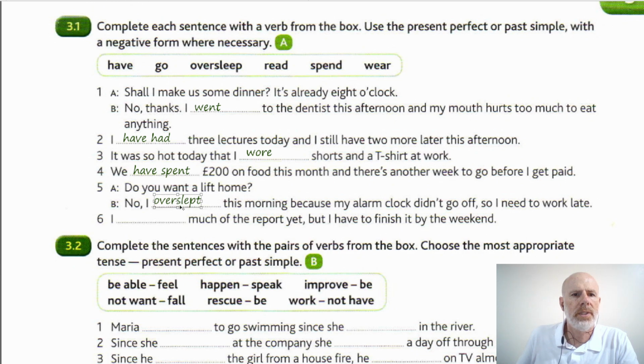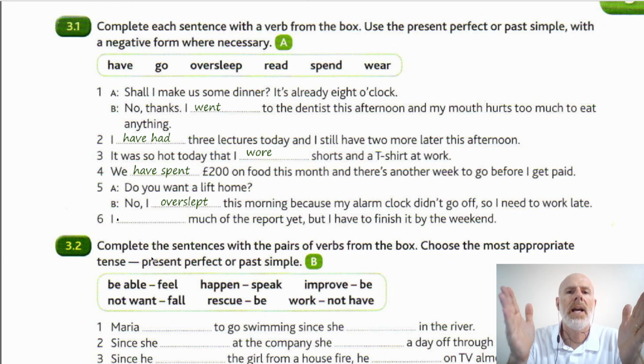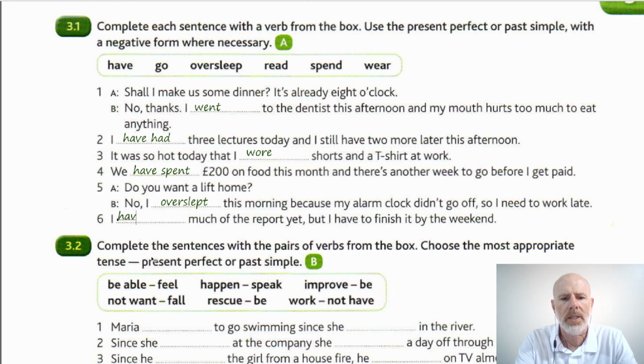Oh, that's not very nice, right? Because everybody's going to judge, but the alarm clock is to blame. And don't we have any responsibility if it happens? Well, I don't know. I haven't read much of the report yet, but I have to finish it by the weekend. So we have a negative sentence here. The time hasn't finished, so it's present perfect. I haven't read much of the report yet.